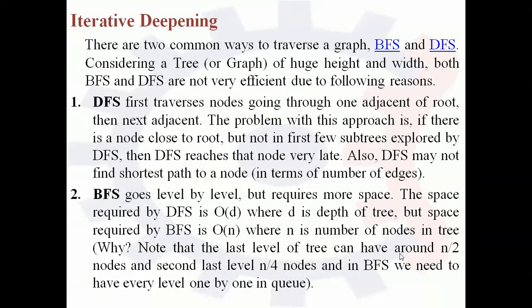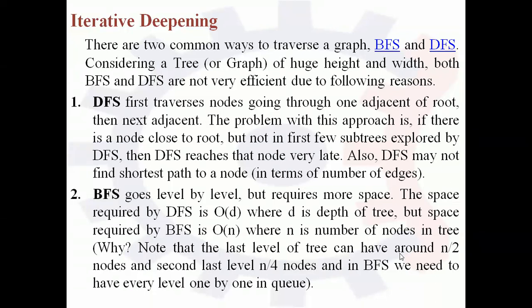This is the topic of iterative deepening in soft computing. There are two common ways to traverse a graph: first, breadth first search, and second, depth first search, meaning BFS and DFS. Considering a tree or graph of large height and width, both BFS and DFS are not very efficient due to the following reasons.